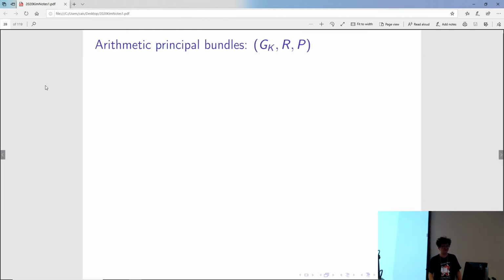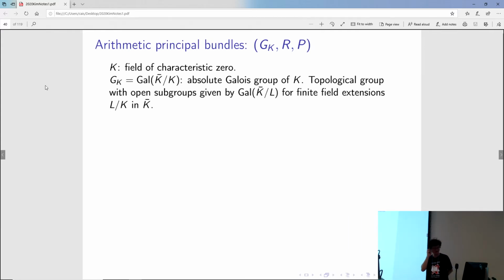So first, let me just say this in very elementary terms. What do I mean by an arithmetic principal bundle? So there are three pieces of data involved, two groups, G_K, R, and a principal bundle P. So what are these? When I write notation like that, K will be a field of characteristic 0. We're mostly interested when K is a number field, of course. And G_K is the absolute Galois group. So as you know, it's a topological group with open subgroups given by the Galois groups of finite field extensions.